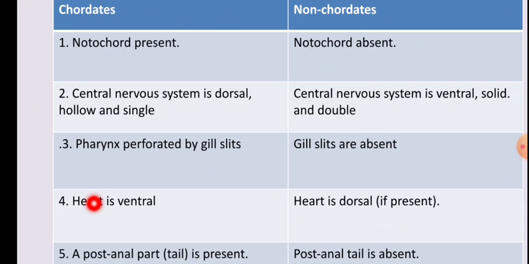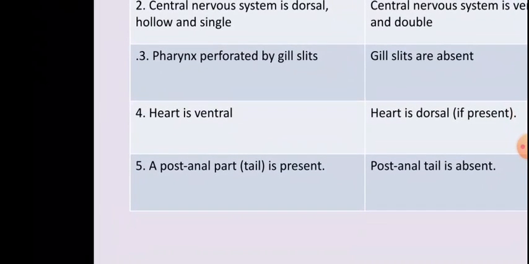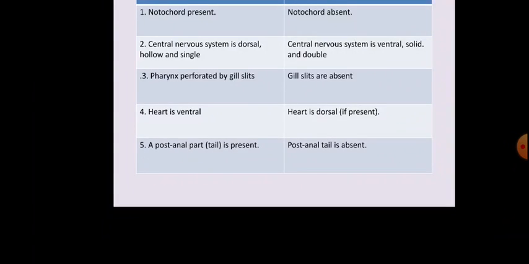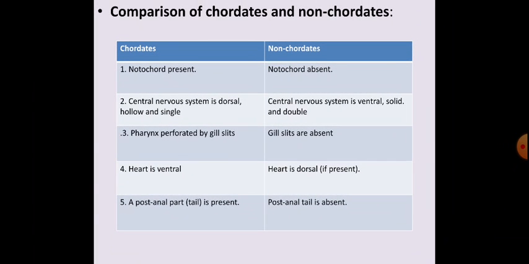And the last one is, a post-anal tail is present in chordates, and absent in non-chordates. Non-chordates don't contain a tail, whereas in chordates, a tail is present. Even humans have a tail, but only in the embryonic stage, when they are inside the mother's body. After that the tail is lost. These are the 5 differences between chordates and non-chordates.